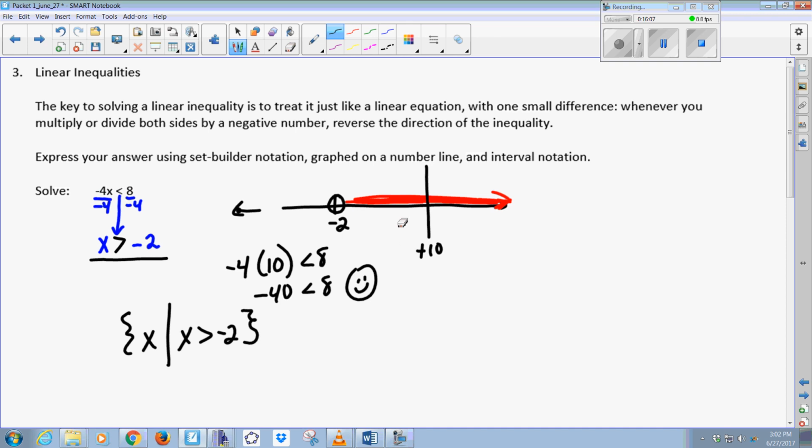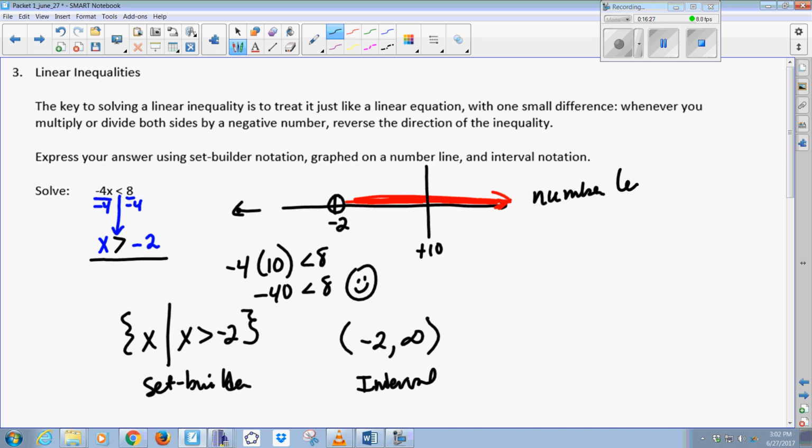And then interval notation, since we're not including -2, we would start with a parenthesis, have -2, comma, and infinity, parenthesis. So this is interval. This is set builder. And this is a number line. So all three of these are a way to represent this infinite solution set for this inequality.